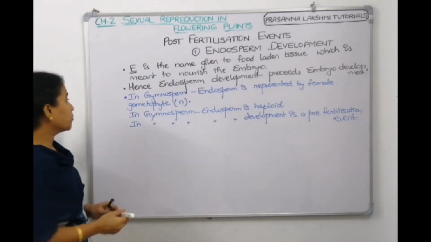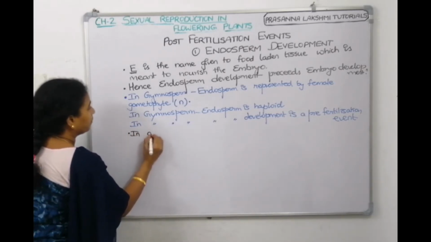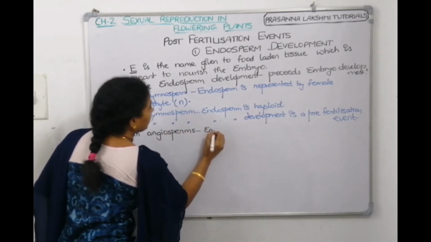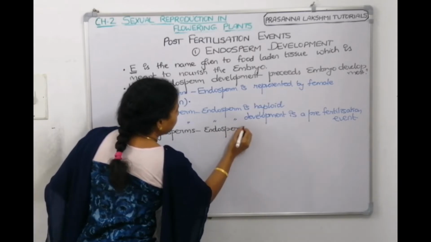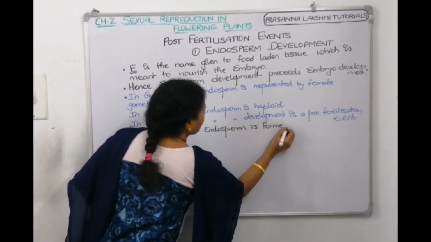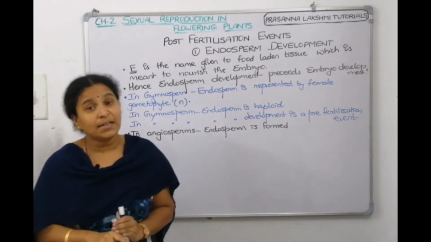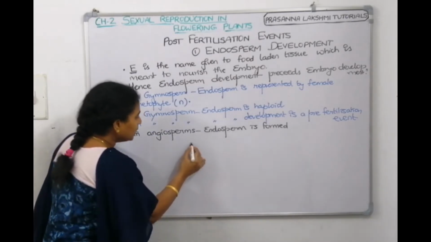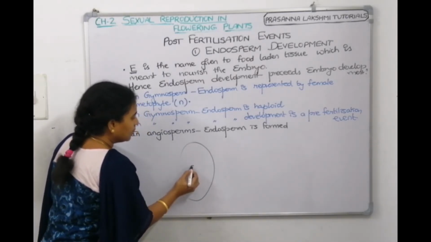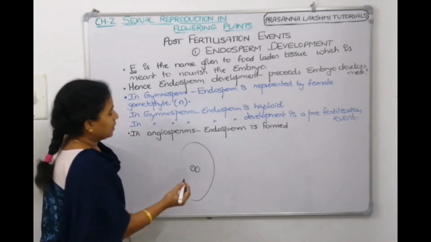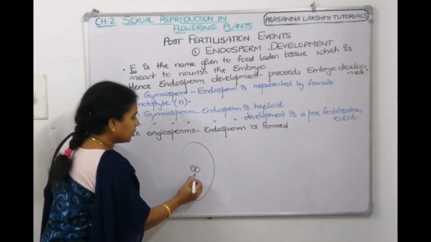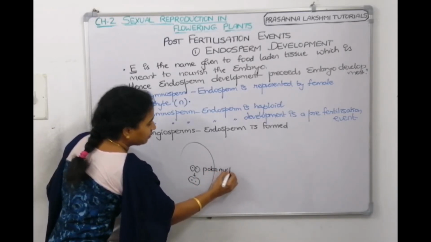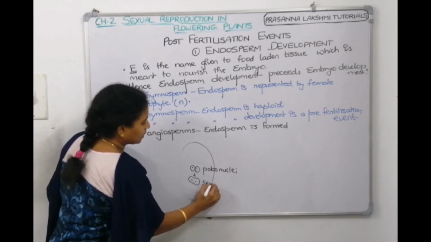Now let us talk about angiosperms. What is the scenario? In angiosperms, endosperm is formed after double fertilization. Recollect, in the large central cell, two polar nuclei are there. These two polar nuclei will fuse with each other to become a secondary nucleus. So these are polar nuclei, and they are fusing to become a secondary nucleus.